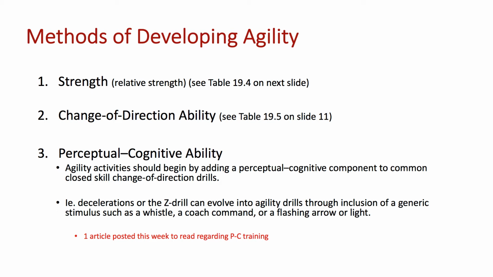And that's the perceptual cognitive ability, where you have to read and react and anticipate based on a whistle, based on a coach's command, based on a flashing arrow, or whatever the stimulus may be. That's the perceptual cognitive piece that's very important to developing agility. And you see this in some athletes. You see that some athletes are very fast, but they're not necessarily agile. And some athletes are the opposite of that, agile but not as fast. And the agility comes by reading and reacting to the situation. You're perceiving what's happening in the scenario and you're reacting based on that. And that's called perceptual cognitive ability. And that's the ability to anticipate, read and react to a situation, which is extremely important in team-based sports.